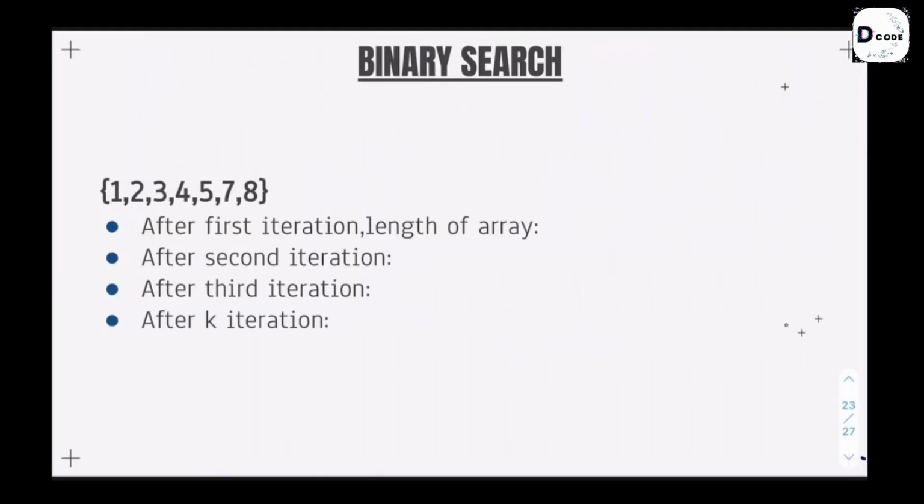Now let's discuss the time complexity for binary search. After the first iteration, the length of the array will be n by 2. After the second iteration, it will be n by 2 divided by 2, that is n divided by 2 raised to the power 2. In the third iteration, it will be n divided by 2 raised to the power 3. This is all based on observation.